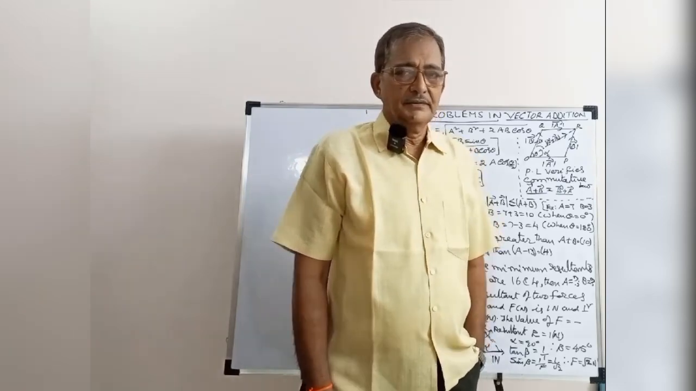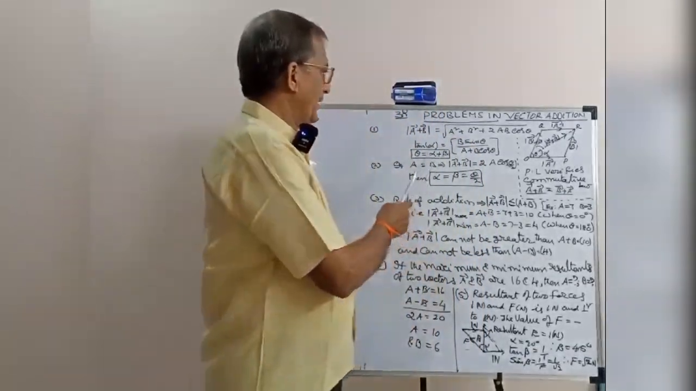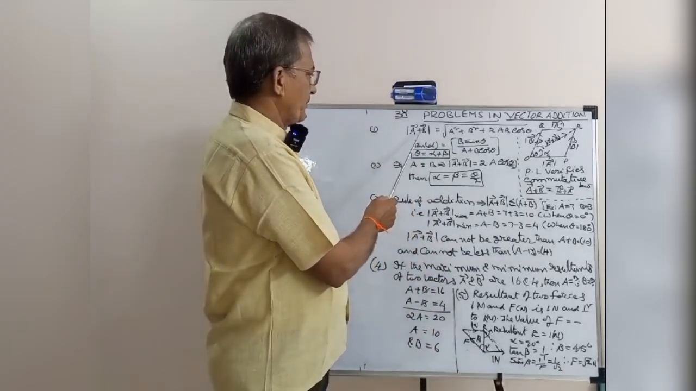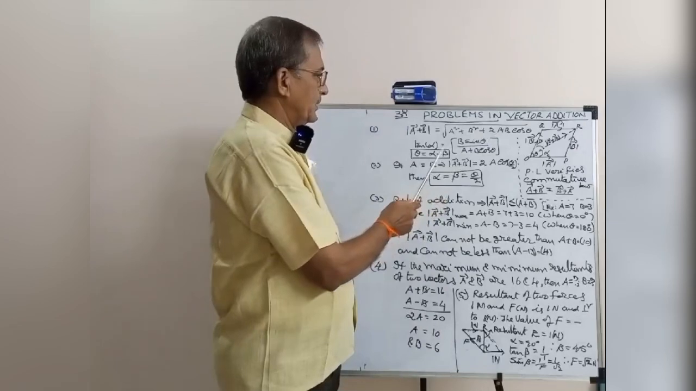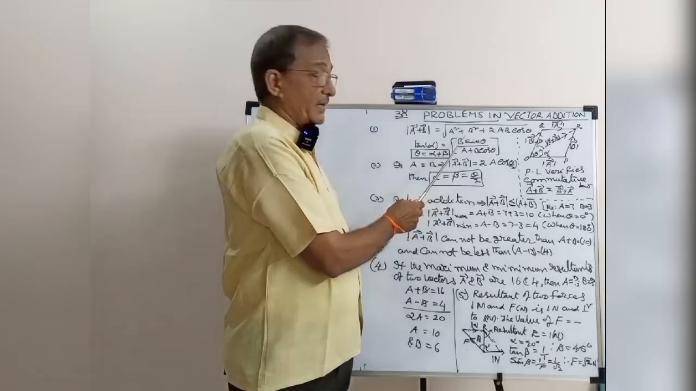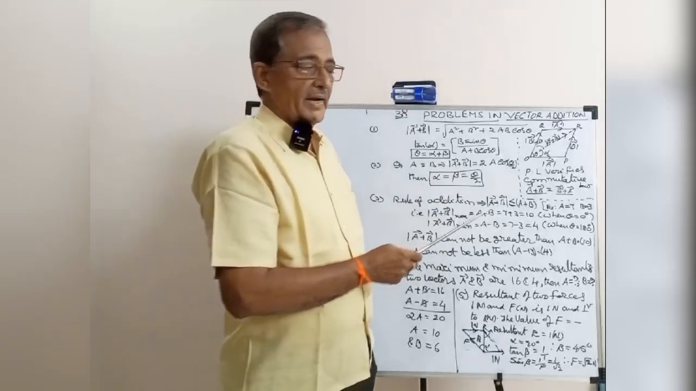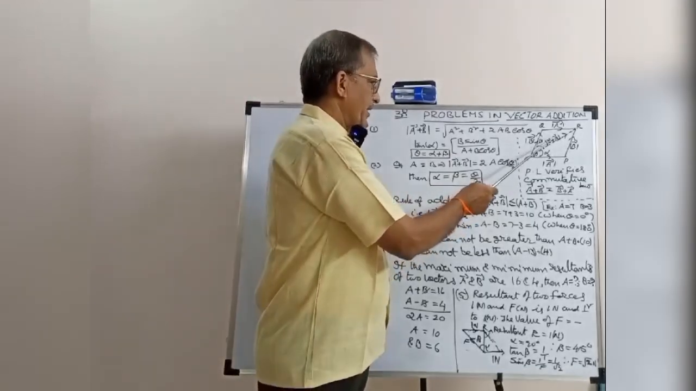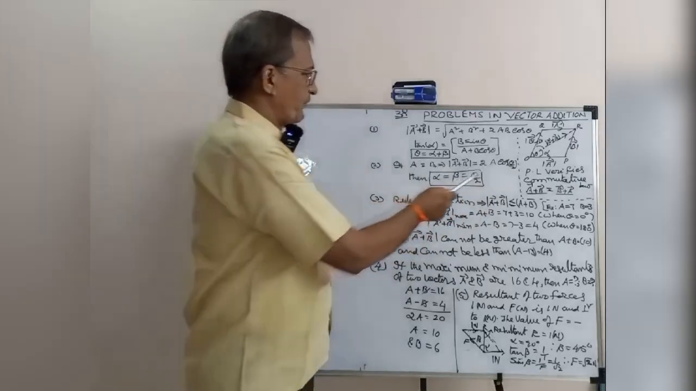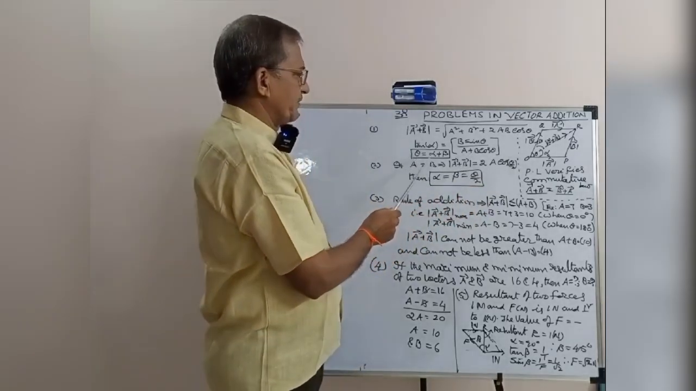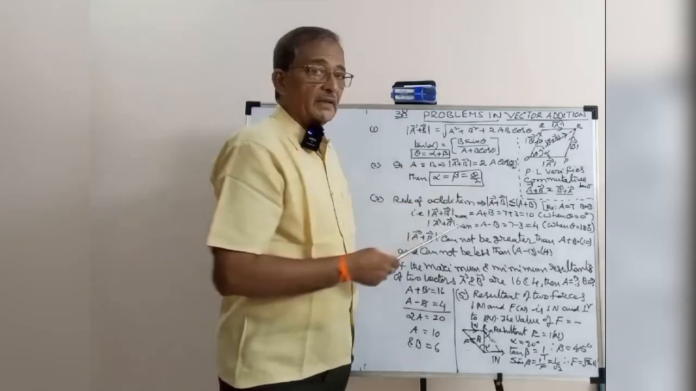And we derived the resultant of two vectors using the parallelogram law as modulus of a bar plus b bar is equal to under root a square plus b square plus 2ab cos theta. And the direction made by the resultant with the vector a bar is alpha, and tan alpha is given by b sin theta by a plus b cos theta.